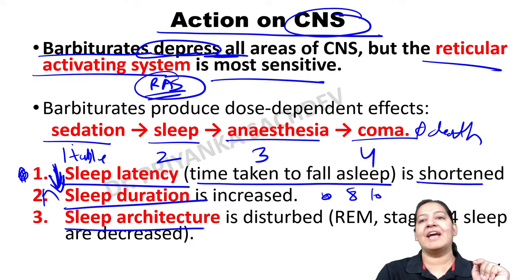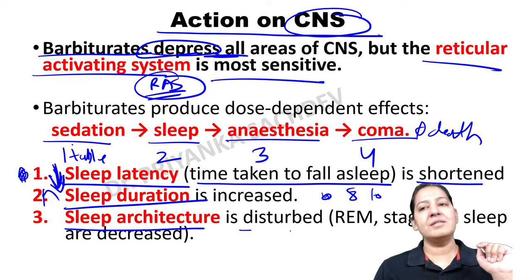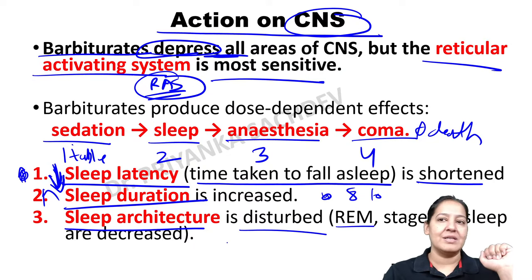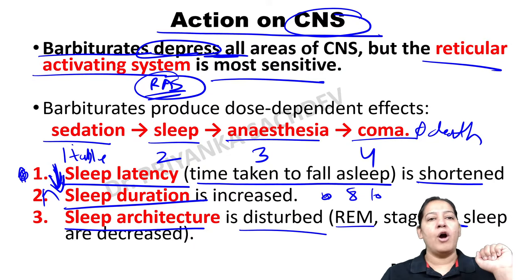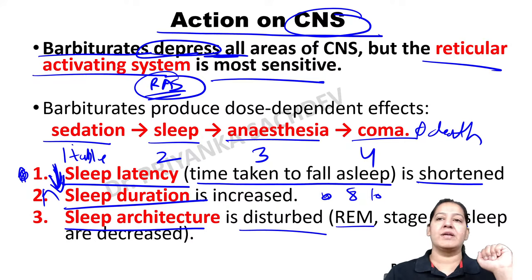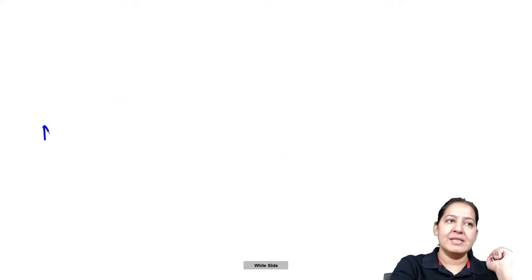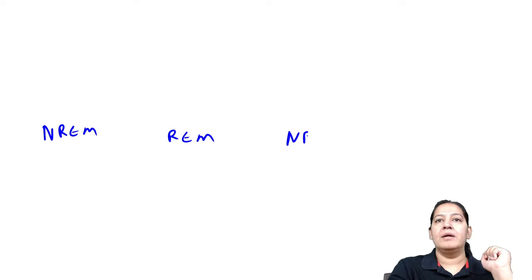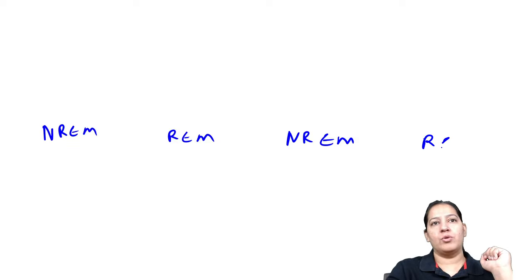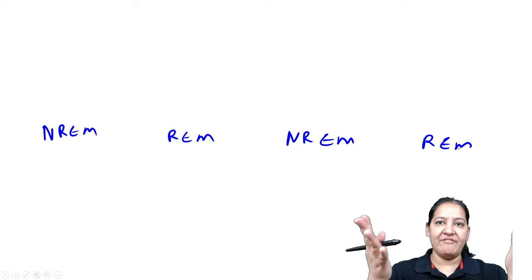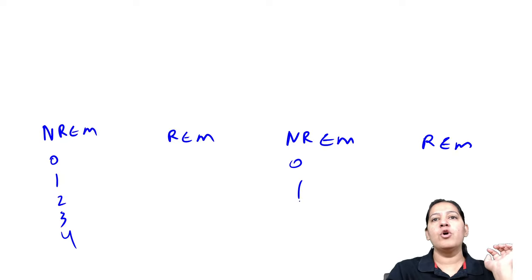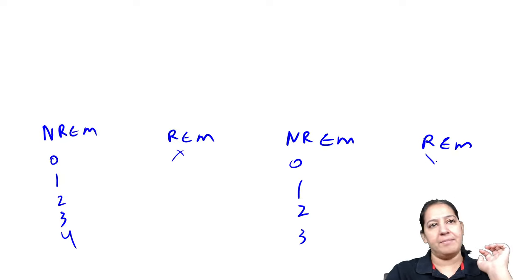Sleep architecture is also disturbed, right? In the sleep architecture, REM is decreased, and stage 3-4 of non-REM is decreased, and the rest of them will increase. We have a cyclic structure. It starts from non-REM, then REM, then non-REM, then REM. I have told you initially also, it is cyclic, it alternates every night. In non-REM, it is stages 0, 1, 2, 3, 4. There are no stages in REM, as I have told you.